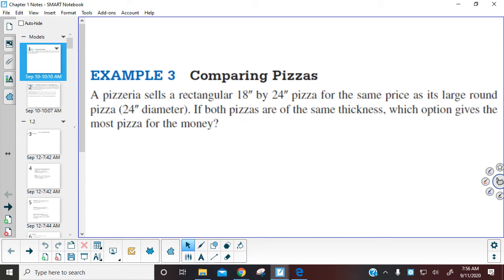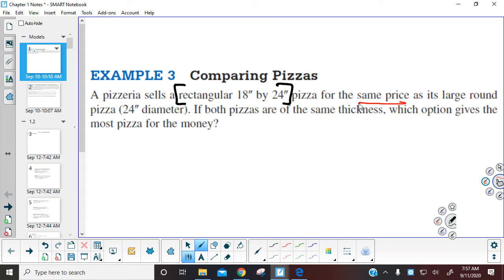So here's a couple quick things to make note of. First off, they are going to be the same price. So the main thing that we're looking for then is area. We have a rectangular pizza that is 18 by 24, and then we also have a round pizza that is 24 inches in diameter. All we would really need to do is calculate the area of those two things.